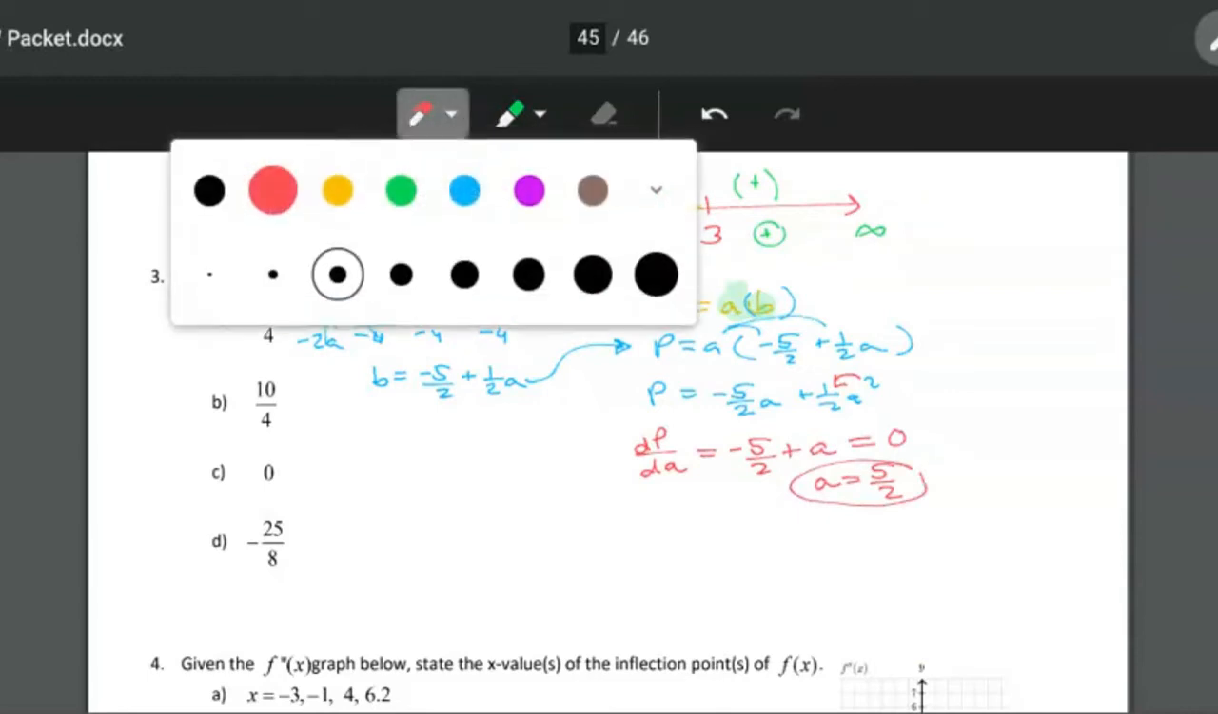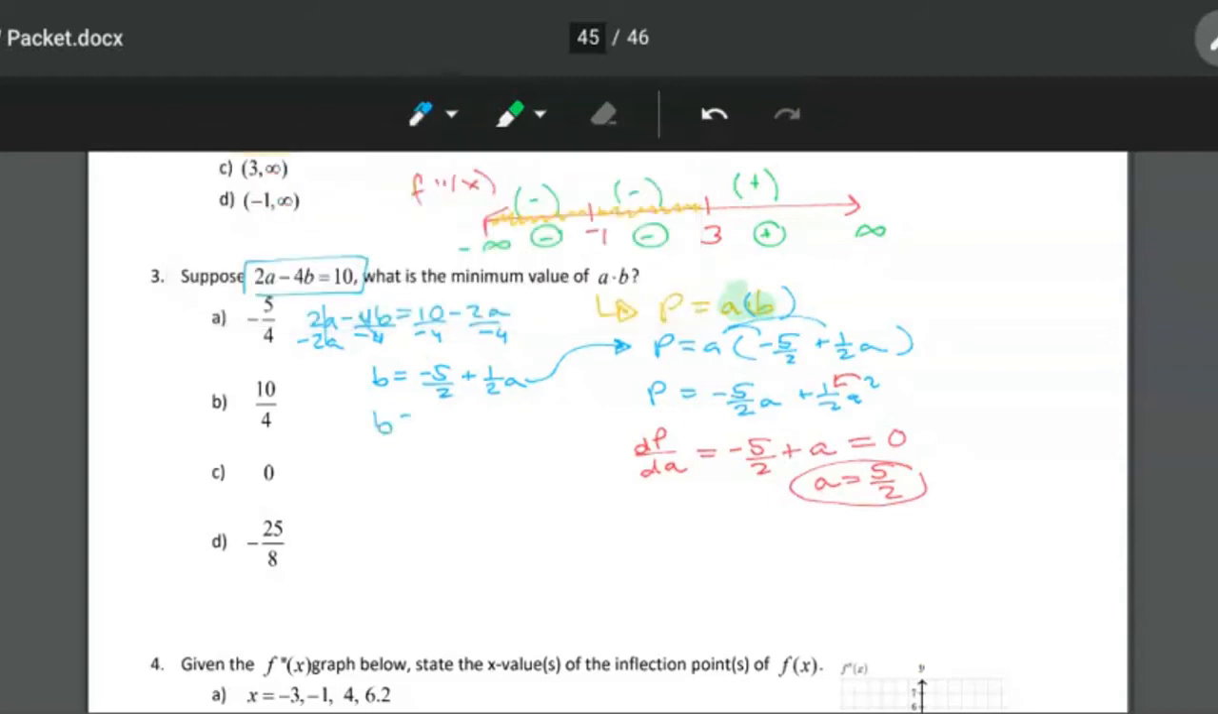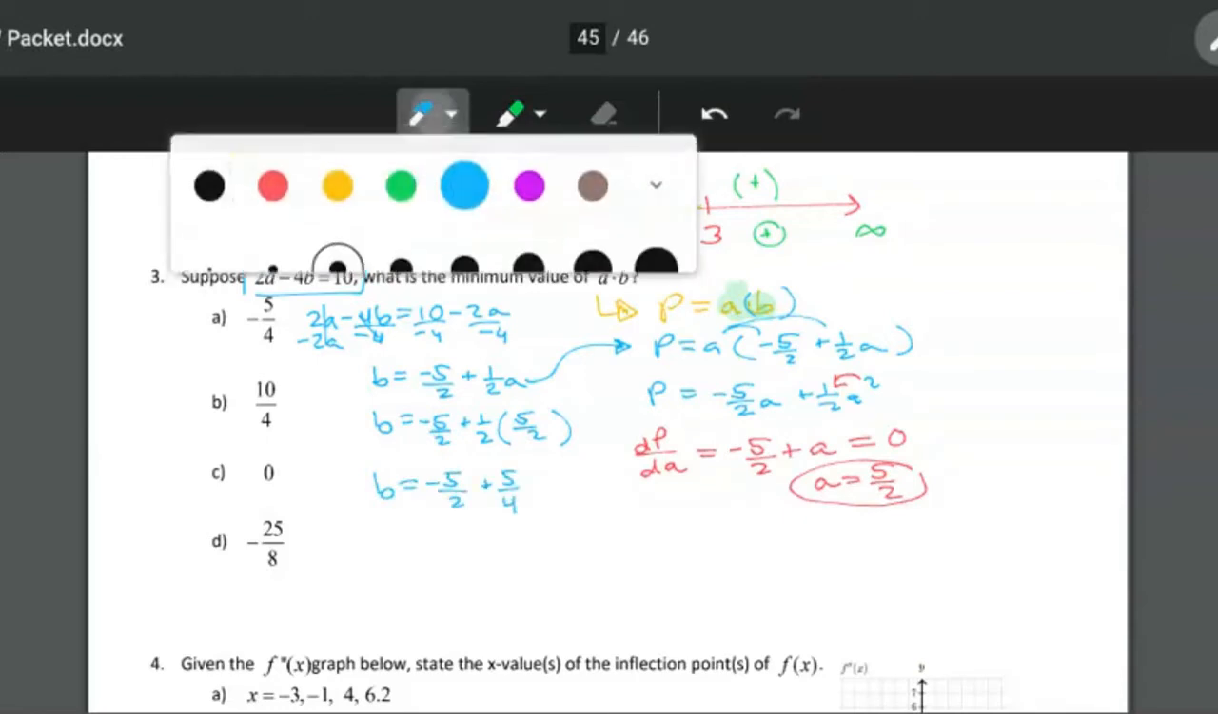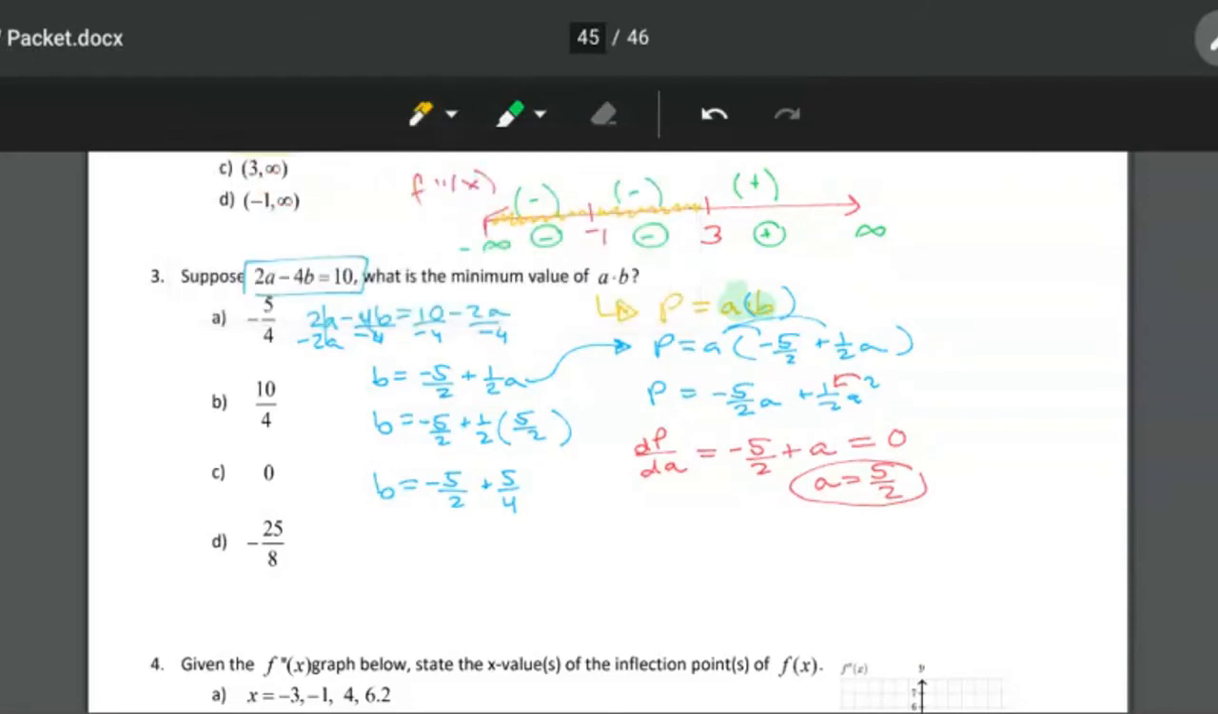We need to go back and find our b value. So we have -5/2 plus 1/2 a. We need to plug our a in, which is 5/2. So we have -5/2 plus 5/4. All right, we might want to get a common denominator there. So we can multiply the first fraction by 2/2. So if we do that, we'll get b equals -10/4 plus 5/4, or in other words, -5/4. So that's our a and our b.